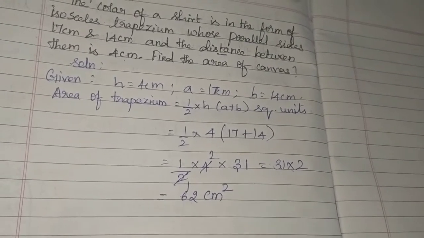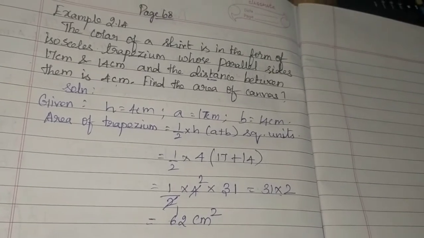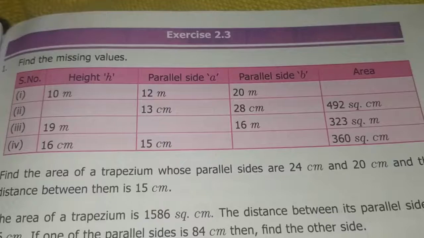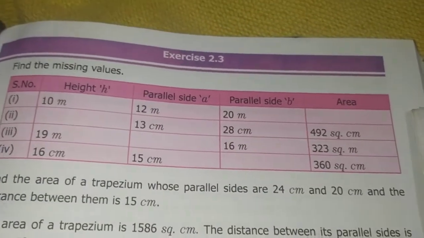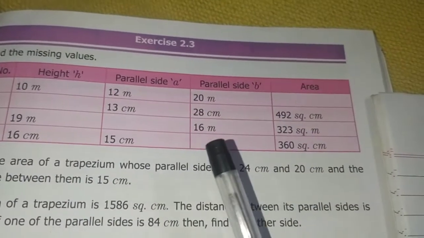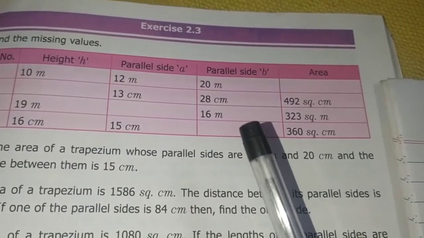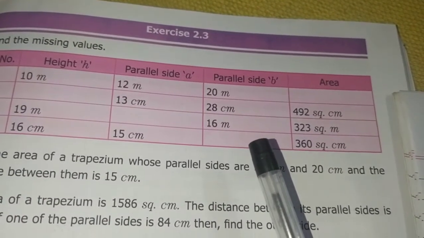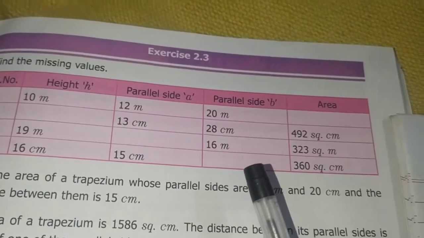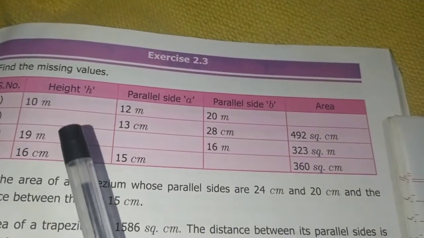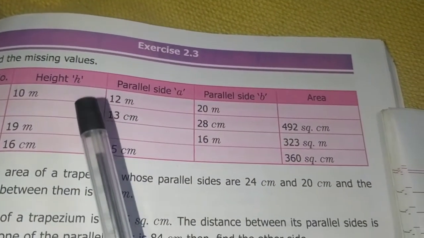Now we are going to start with exercise number 2.3. Children, now this is exercise number 2.3. If I draw this table in the note, the note gets excessive. So I'm just showing the question in this book and then I'll solve the question in your note itself. Children, listen carefully here. Find the missing values they given.